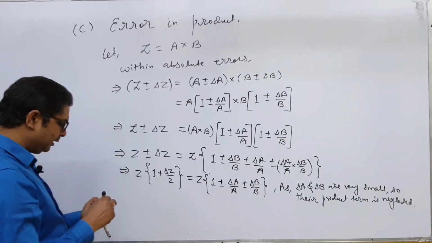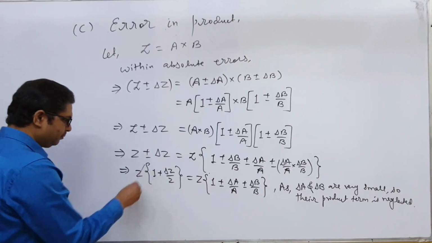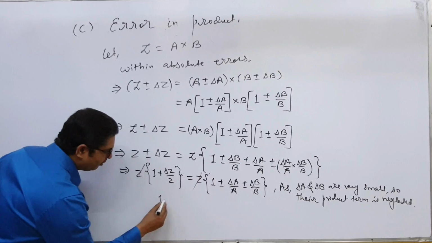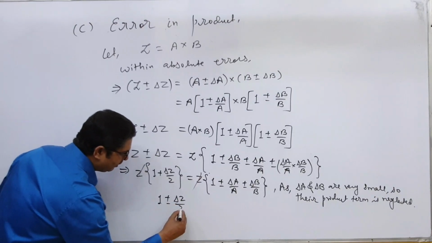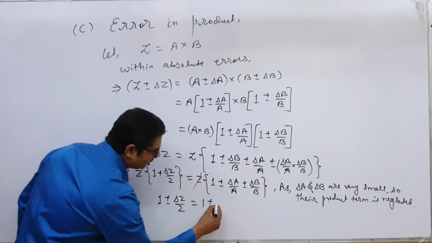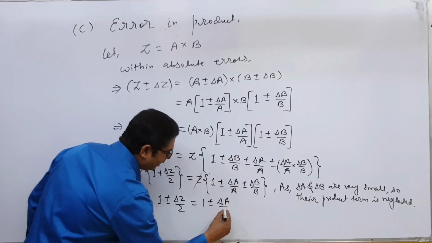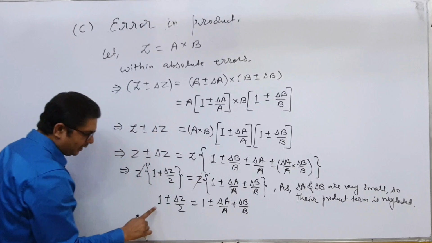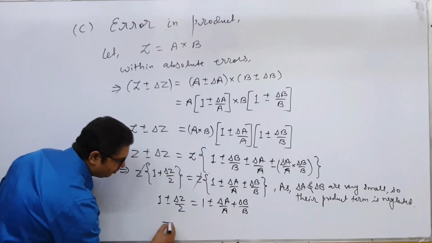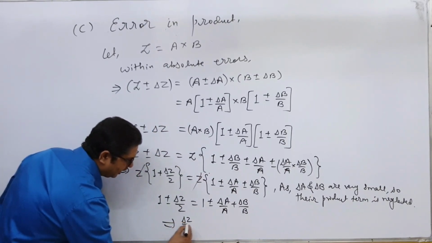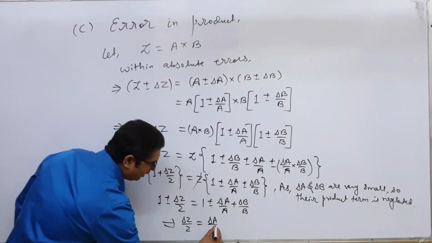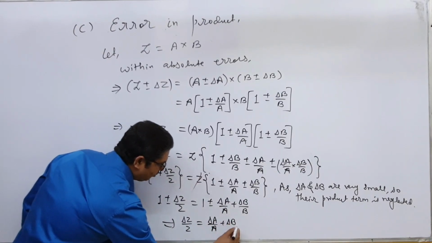Now cancel out this Z term. What you have? You have 1 plus minus delta Z by Z is equals to 1 plus minus delta A by A plus minus delta B by B. So cancel out this one. So you have delta Z by Z is equals to delta A by A plus delta B by B.